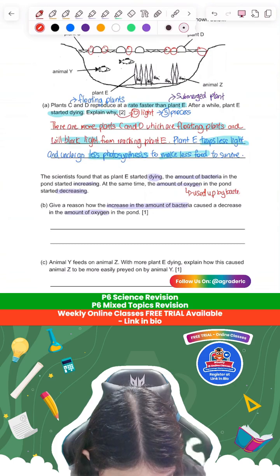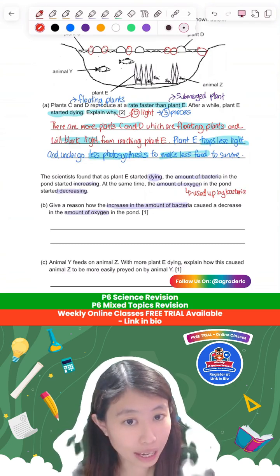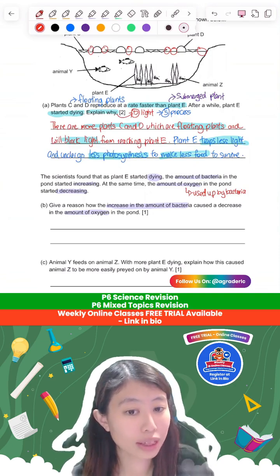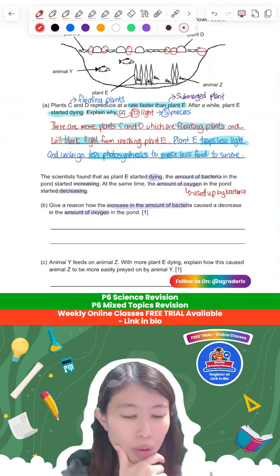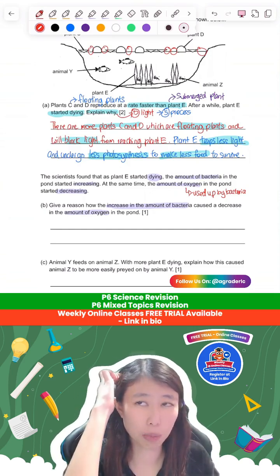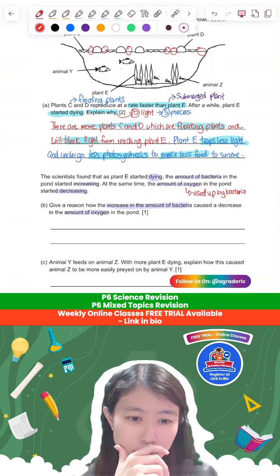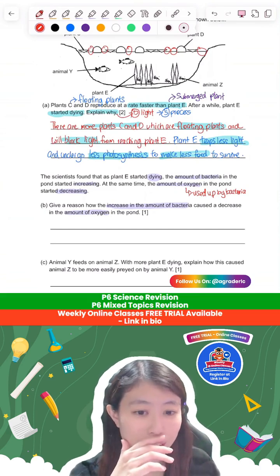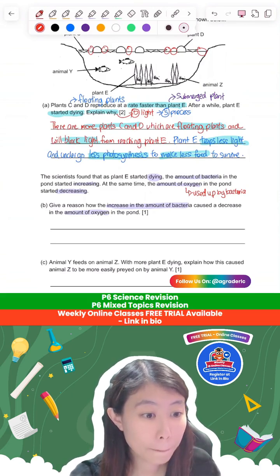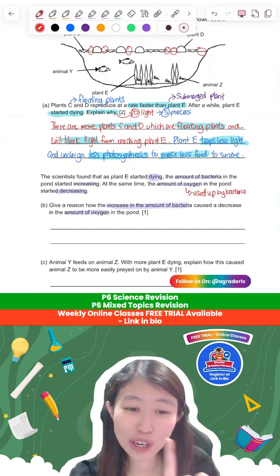Okay, and does anyone have any idea why, when plants start dying, there is more bacteria? Bacteria is a what? You all should have learned this in the topic on living together already. Bacteria is a what? How come? Why is there? Bacteria is not fungi. Bacteria and fungi are different. Bacteria is a what? Decomposer. YS, very good. You got the idea there.